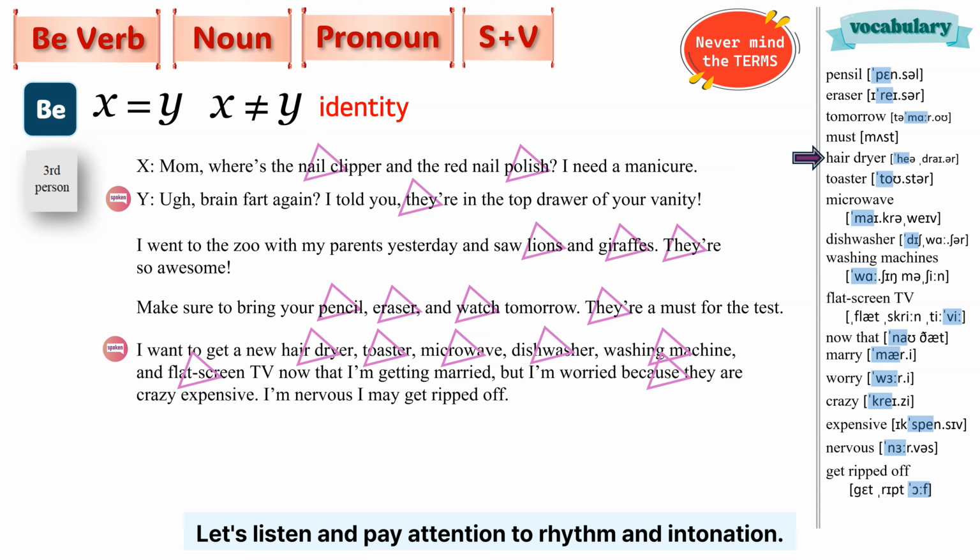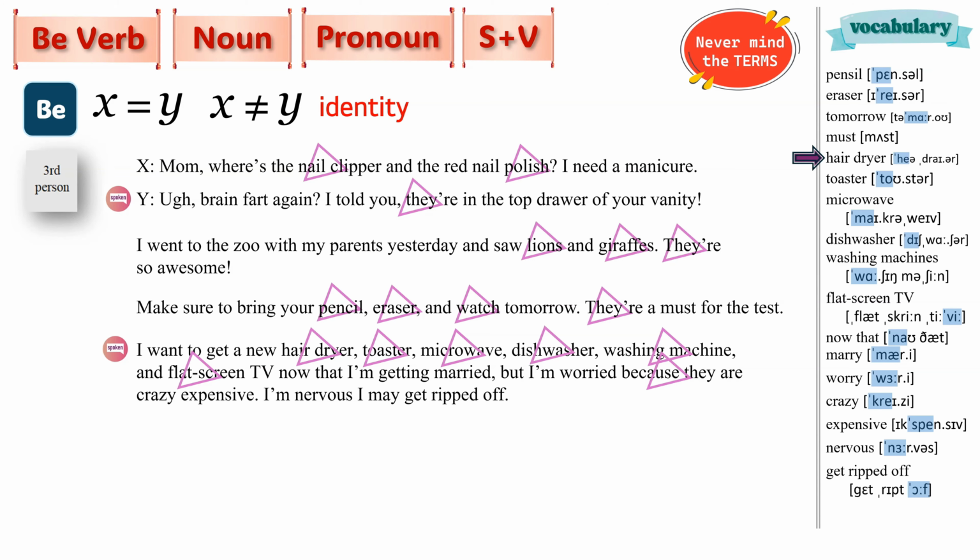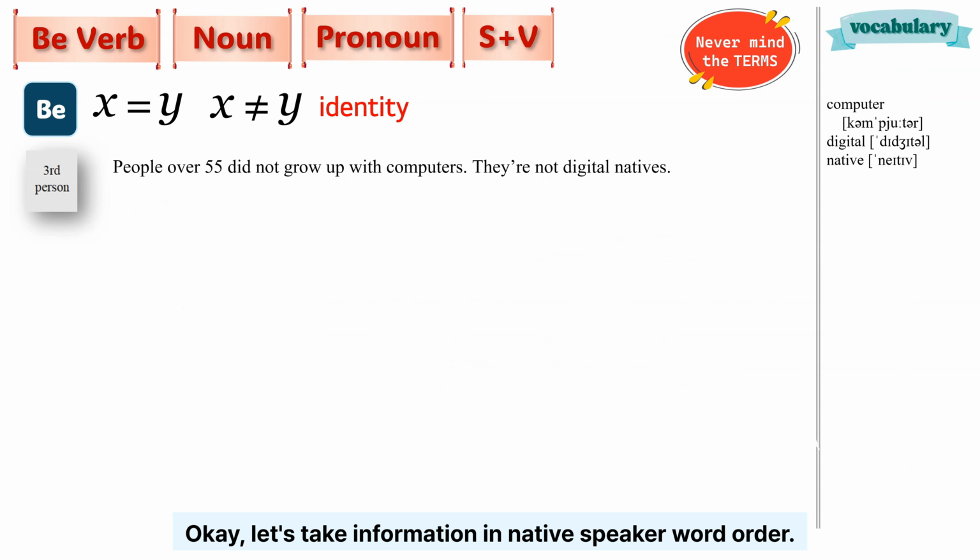Let's listen and pay attention to rhythm and intonation. I want to get a new hairdryer, toaster, microwave, dishwasher, washing machine, and flat screen TV now that I'm getting married, but I'm worried because they are crazy expensive. I'm nervous I may get ripped off. Okay, let's take information in native speaker word order.